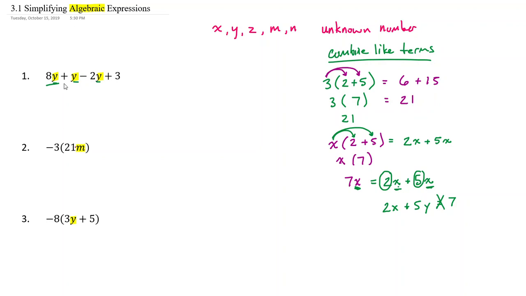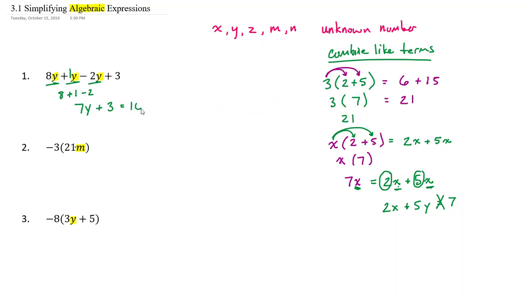We have 8y plus, how many y's is that? I hope you said 1y, because there's 1y there, minus 2y, and we can add all those numbers together. 8 plus 1 minus 2, that's 7. 8 plus 1 is 9, minus 2 is 7. So 7y plus 3.